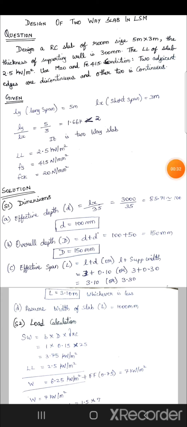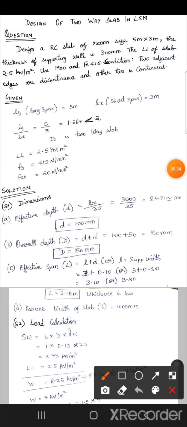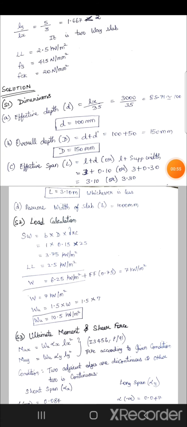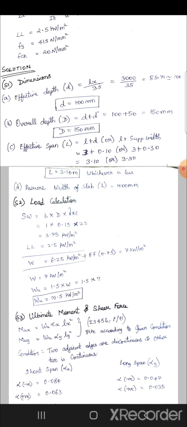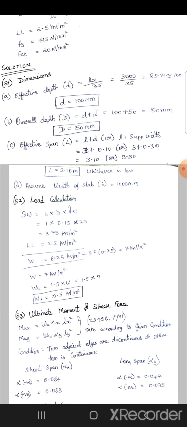So Ly, long span, is 5 meter, Lx, short span, is 3 meter. Supporting wall is 300 mm. Live load is 2.5 kN per meter square. Fy is 415, fck is 20. First step is finding dimension. You must find effective depth, overall depth, effective span, and width is assumed as 1000 mm.